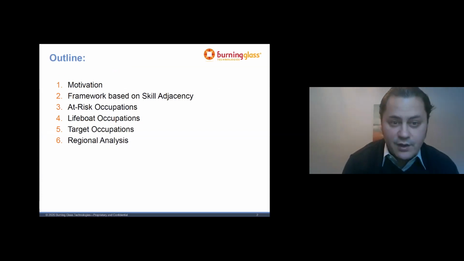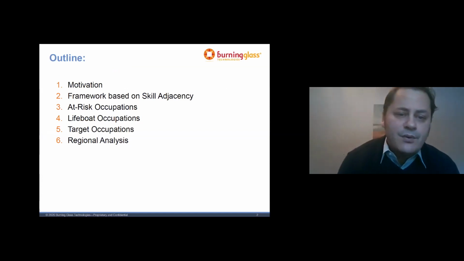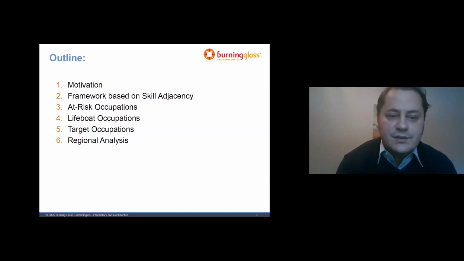But again, just showing a little bit of the problem, I'm sure others have shown as well, but we're going to spend a little bit more time in the framework, and most importantly on the concept of skill adjacency and how is it useful in this case and how is it different. And then we're going to show you how we are defining and how we are measuring at-risk, lifeboat, and target occupations. And finally, we're going to discuss some regional analysis we've done and show why this is important, especially for policy implication. Next slide, please.